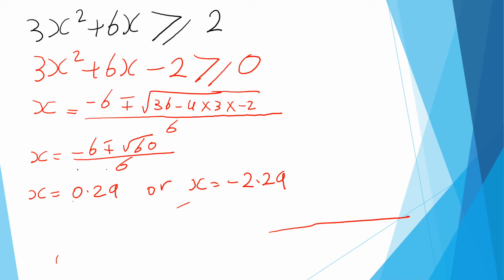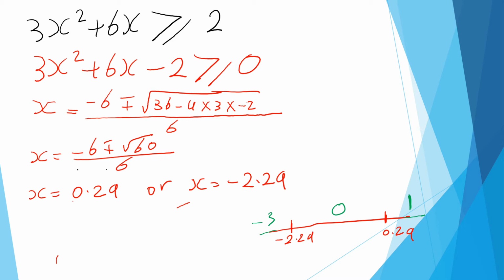These are not the two solutions. These are the solutions if we have equal in here, but because we have an inequality, we need the range of values. So I'm going to mark my negative 2.29 here and my positive 0.29. Then, as we said, we choose three numbers. One is smaller than that, which is negative 3. One in between, which is 0. One greater than that, which is 1.